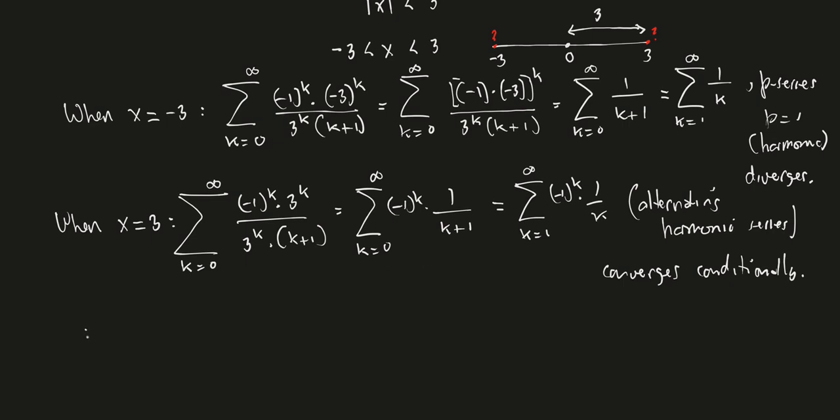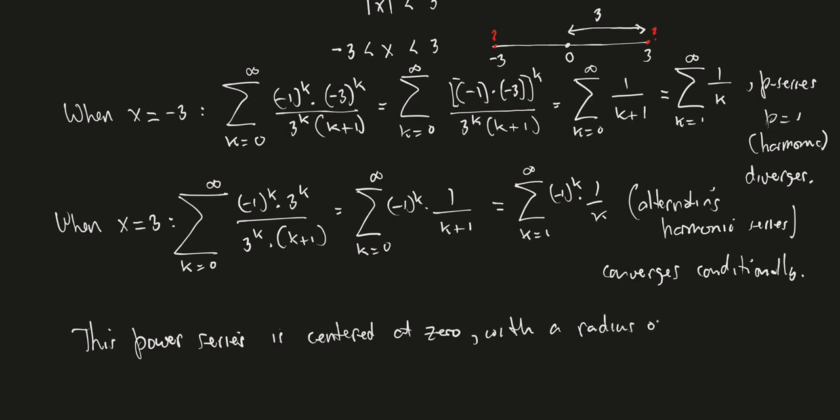So this power series is centered at 0 with a radius of convergence r equals 3 and an interval of convergence. Now let's be careful when we write this down.